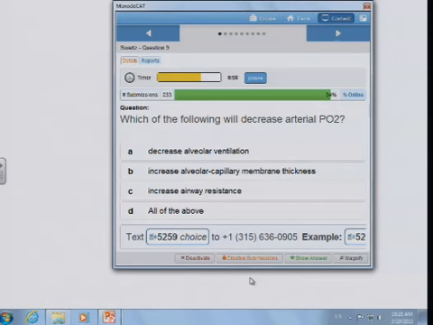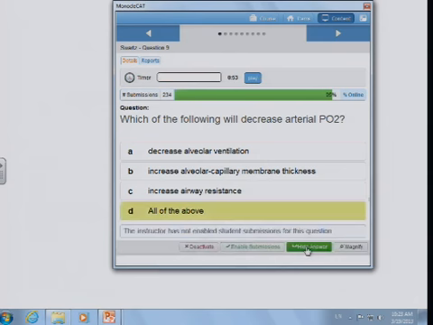Okay, so everybody's got the right answer submitted. Of course, it was all of the above. So if we decrease arterial PO2, remember arterial PO2 is primarily in equilibrium with alveolar PO2 unless we have something that affects the diffusion or the equilibration of oxygen moving to the vasculature. So if we decrease alveolar ventilation, we decrease partial pressure of oxygen in the alveoli, therefore decrease PO2 in the arterial. Increase alveolar capillary membrane thickness.